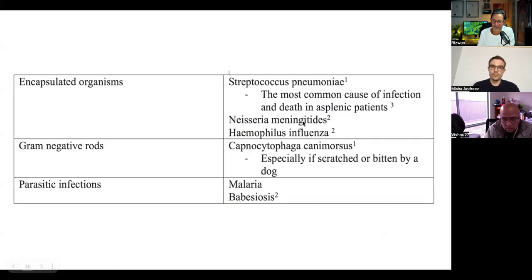And so the patient may have presented in a scenario with a dog bite. When it's a dog bite, then you're worried about Capnocytophaga canimorsus, especially if scratched or bitten by a dog, because that is also an encapsulated bacterium which cannot be filtered out now because there's no spleen, and that can lead to OPSI. Also, some parasitic infections are there, like malaria and babesiosis.